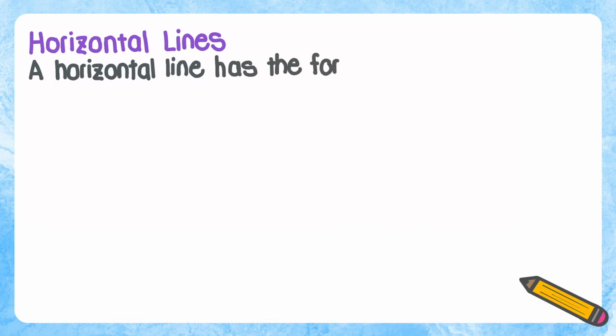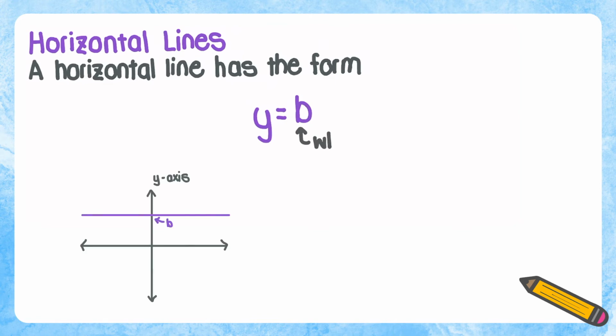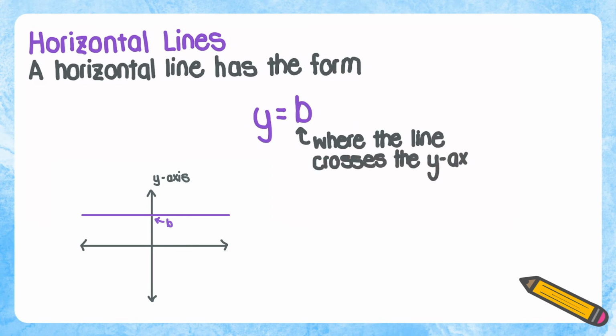Let's look at the definition of horizontal lines. A horizontal line has the form y equals b. And this b is a number, and this is where this horizontal line crosses the y-axis.